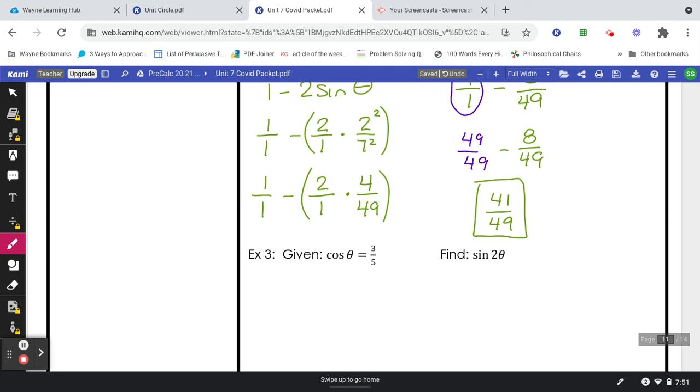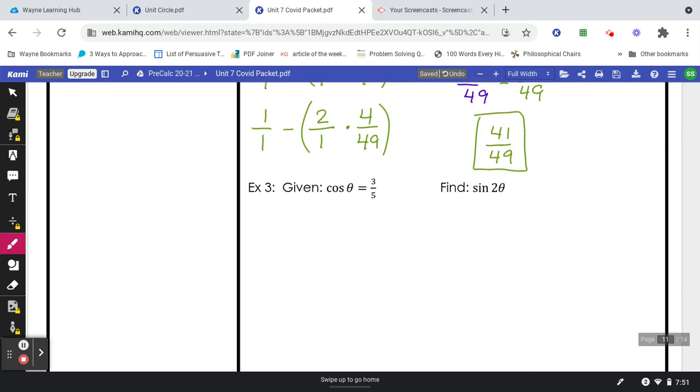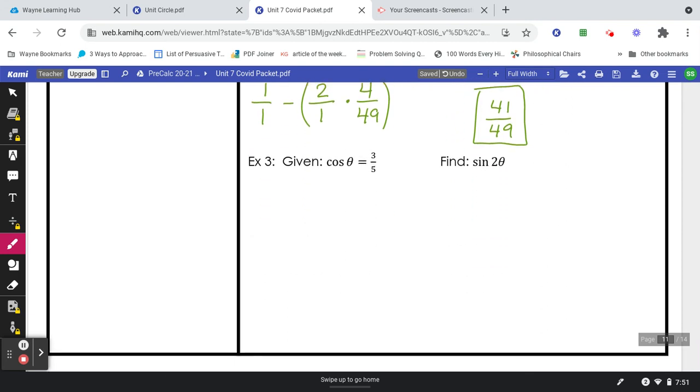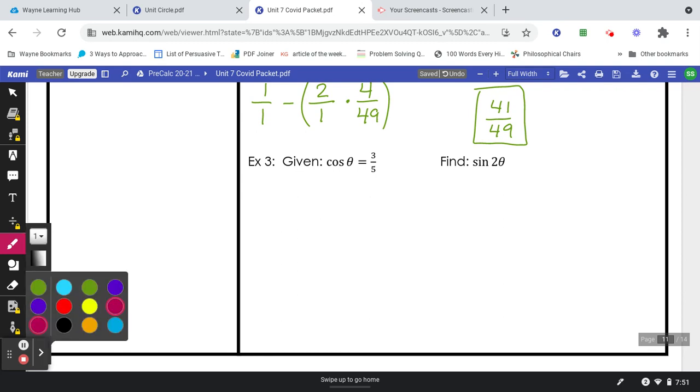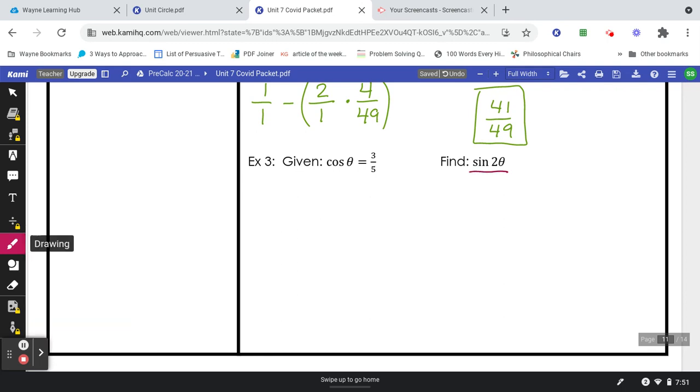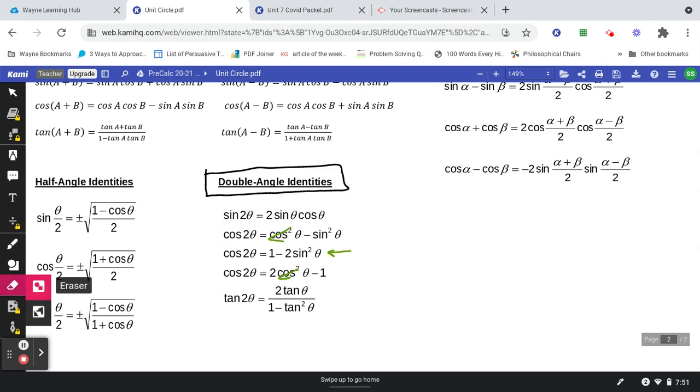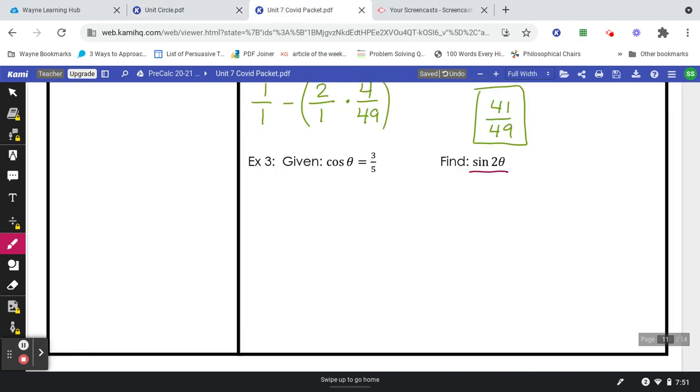All right, example number 3. We are given cosine of theta equals 3/5, and we need to try to find sine of 2 theta. So let's look on the back side of our unit circle for sine of 2 theta. The thing about sine of 2 theta is there is only one formula, which means we are forced to use that formula even if we don't have all the information we need yet. So we're going to choose the only formula available, 2 sine theta cosine theta.